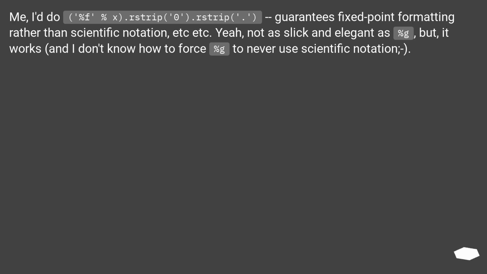I do '%f' % x, .rstrip('0').rstrip('.'). Guarantees fixed point formatting rather than scientific notation, etc. Yeah, not as slick and elegant as %g, but it works, and I don't know how to force %g to never use scientific notation.